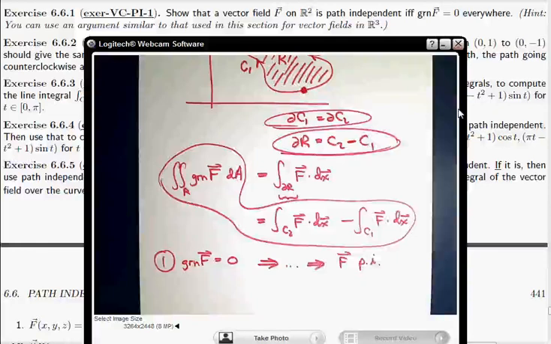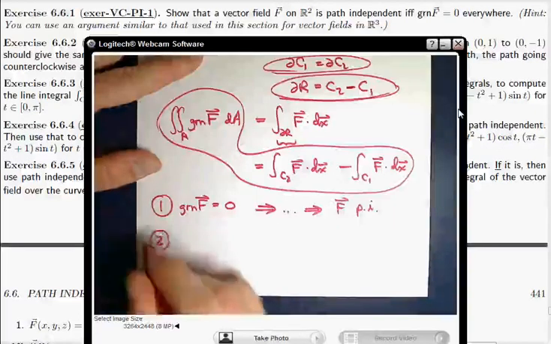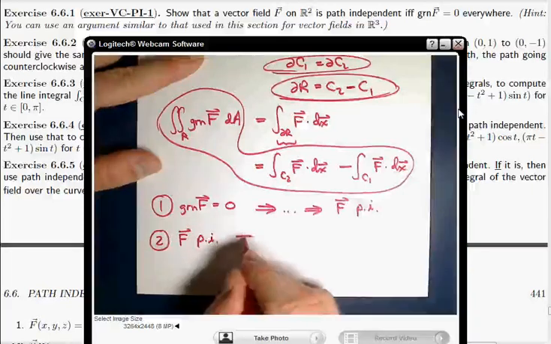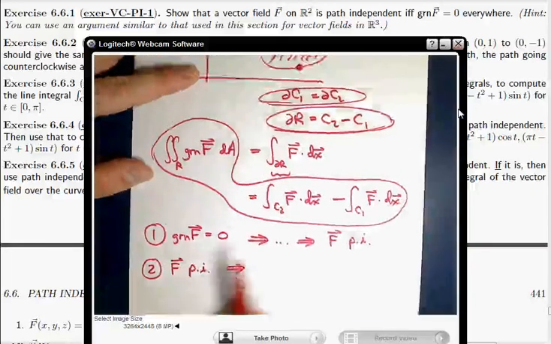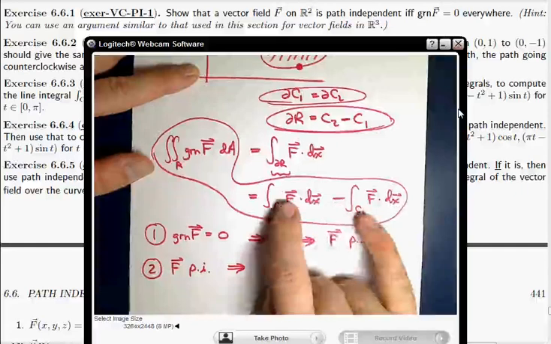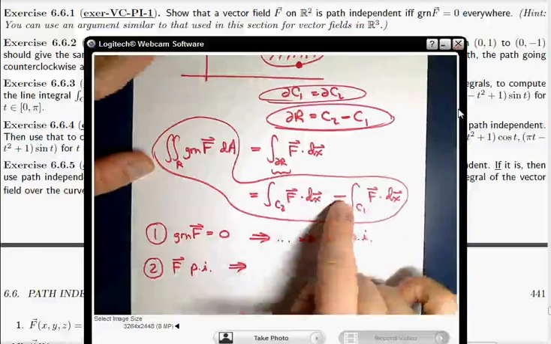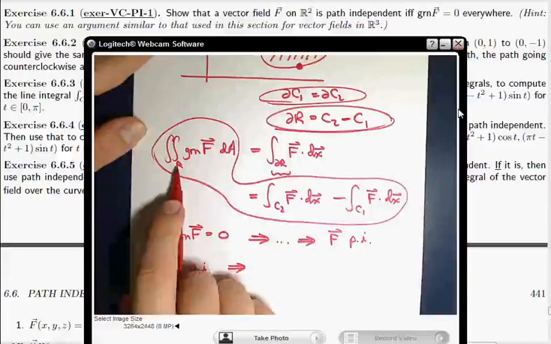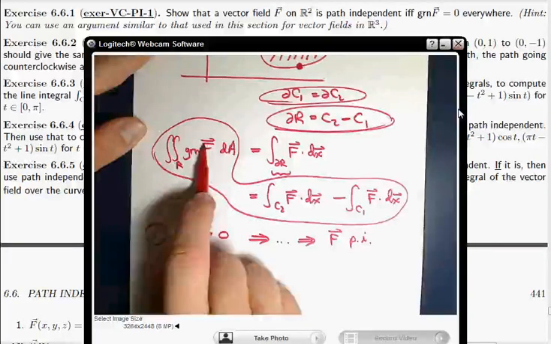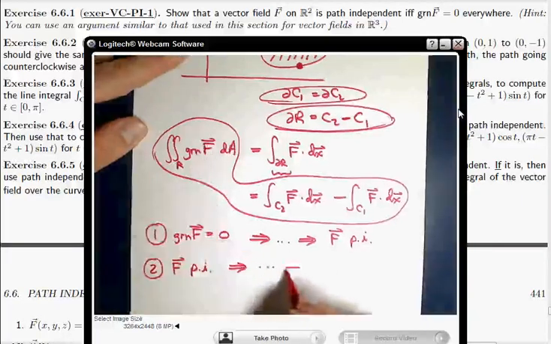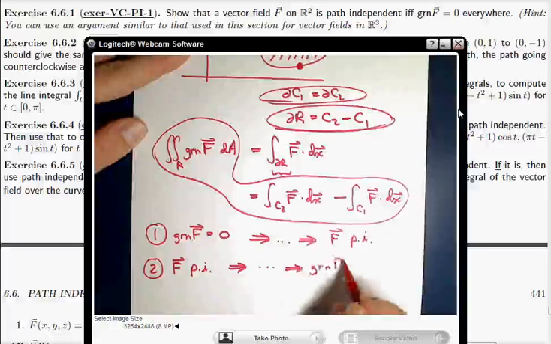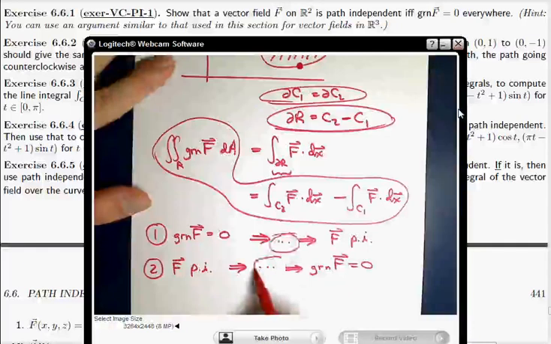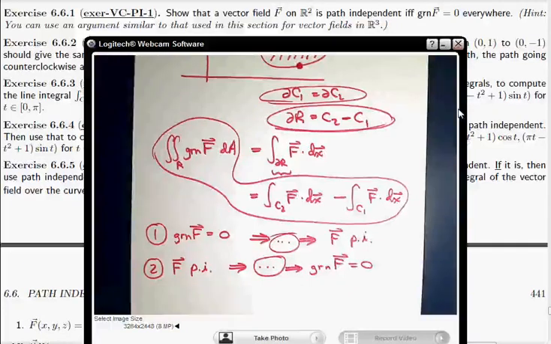Now, turning the argument around, of course, you have to go the other way. So suppose your vector field is path-independent. What does that mean? Well, if it's path-independent, that means that these two integrals are always equal, which means that this difference is definitely 0, which means that this double integral has to be 0 no matter what region you pick. And that can only be possible if this function, green f, is equal to 0. I'm going to let you fill in the blanks. We kind of talked through it, but I'll let you write that down.